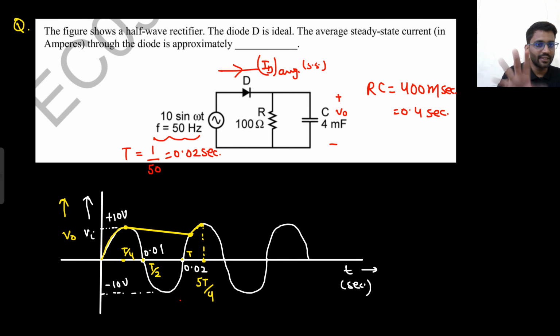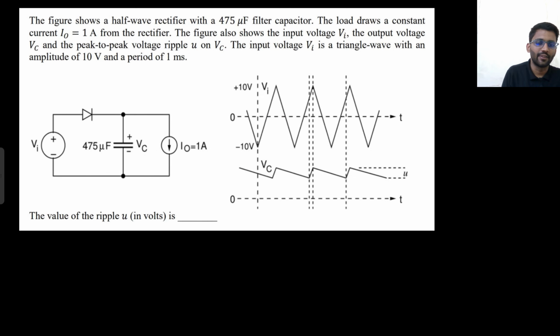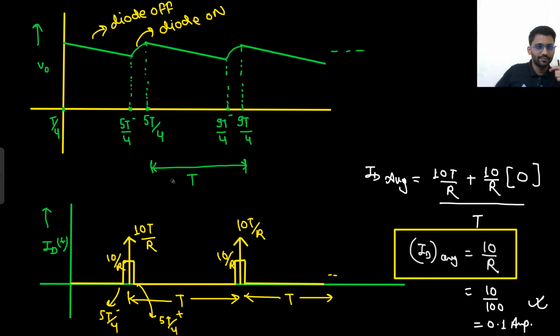So here you can't say that your diode current is coming because of the resistor current. No, your diode current is coming because of the resistor current plus the capacitor current, and only when your diode is on. At the time when the diode is on, we will see the resistor current and the capacitor current, and based on that we will write our diode current equation. By writing the equation we will make the waveform, and the waveform came out to be like this, and then we could get to our final answer, that is 0.1 ampere.